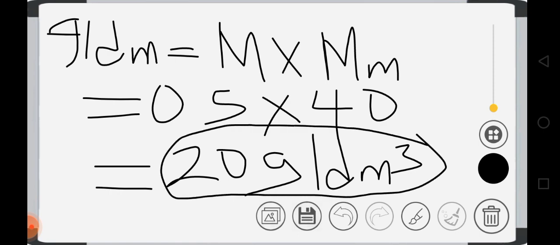Let me also show you a way to remember. If you have forgotten how to get any of these formulas I just gave, you can quickly use dimensions to do it.